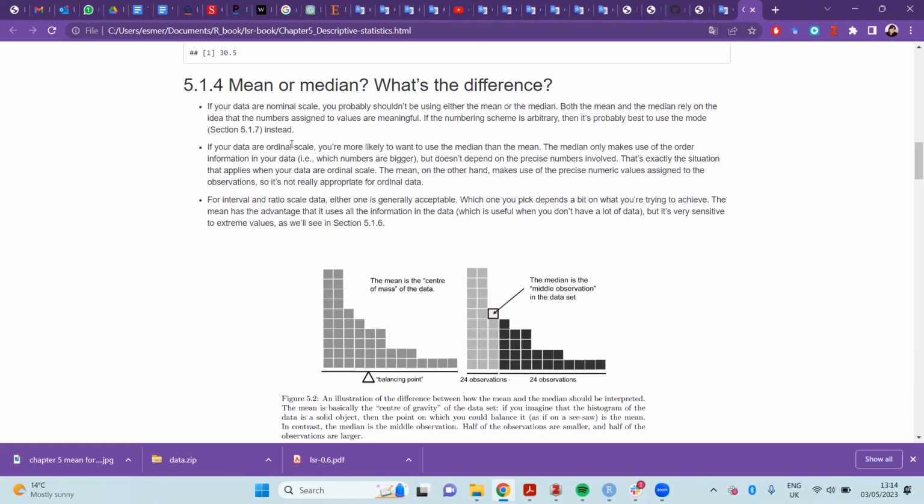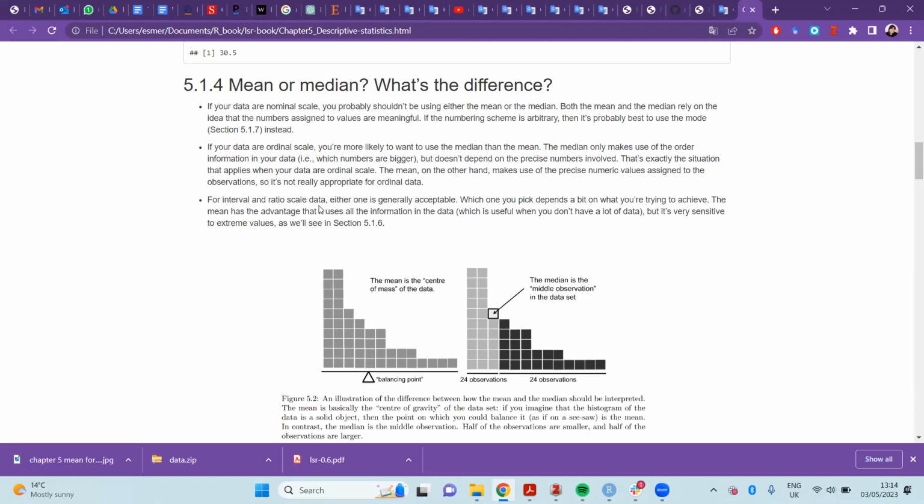In ordinal data, the median makes more sense for describing this type of data, as it can provide information, for example, about which numbers are bigger in a ranking.